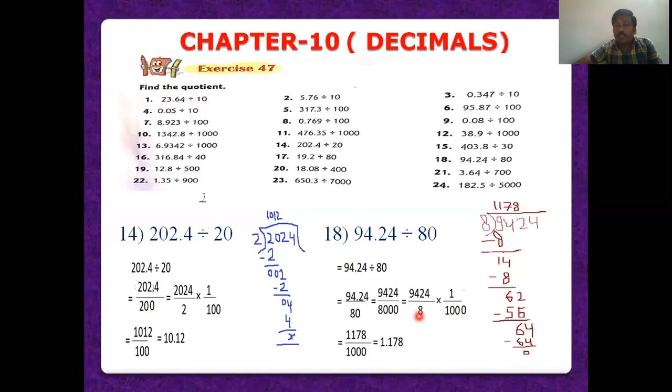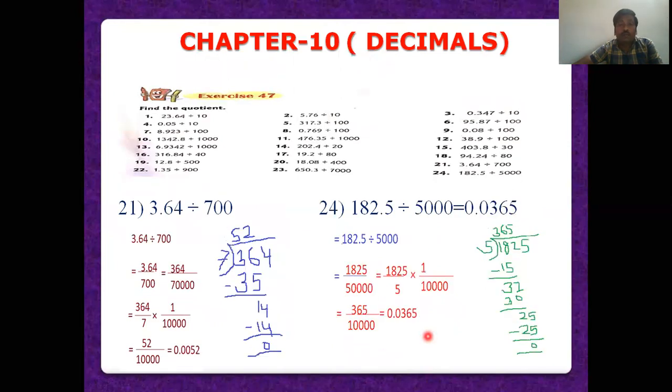Now when we divide 9424 by 8, we get 1178 as a quotient. And now write it in this way, and write the 1000 under this. And now how many zeros? 1, 2 and the 3. Write the decimal after the 3 digits from the right side. So in this way it makes 1.178.